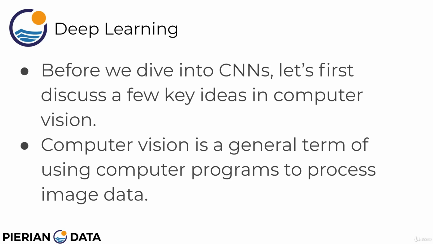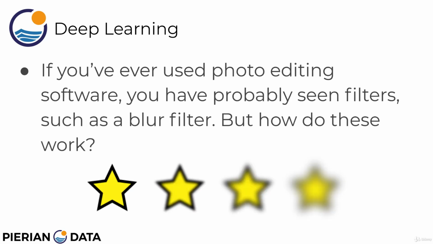convolutional neural networks. Now, if you've ever used photo editing software or even photo applications on your phone, you've probably already seen filters, such as a blur filter. But the question arises, how do these filters actually work? What are they doing to the underlying pixels of an image in order to achieve this desired effect?